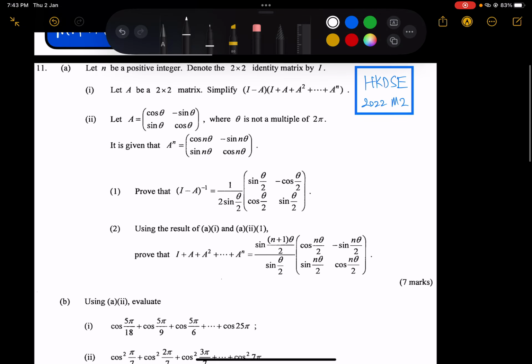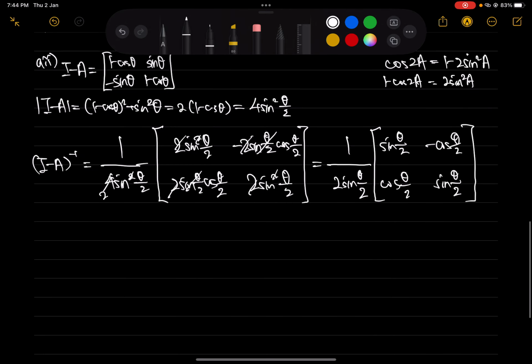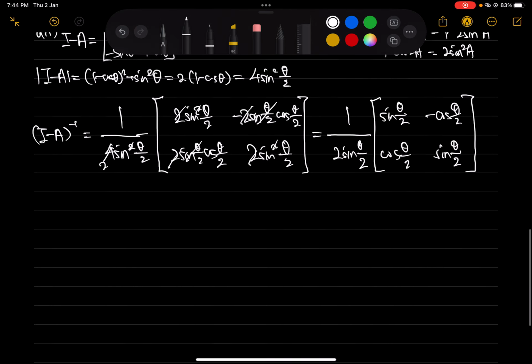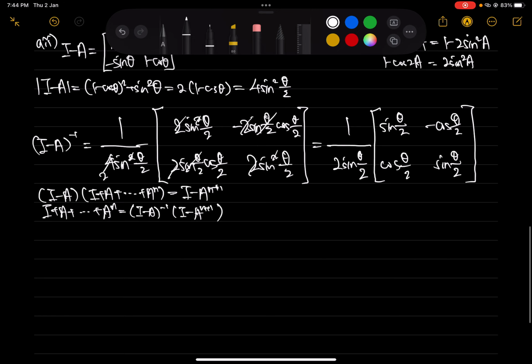This one's very, very easy, in fact. Part A2-2 is more annoying, so let's do that. Obviously, we have the identity in A1, so let's go ahead and use this. Which implies we have I minus A inverse times I minus A^(n+1). Again, very straightforward.